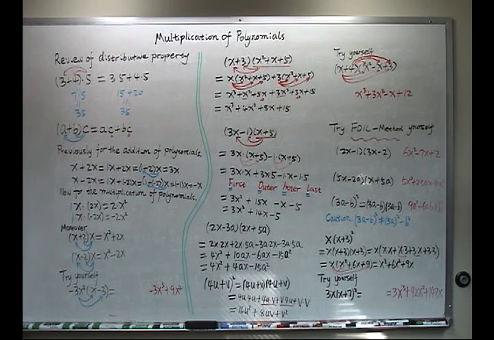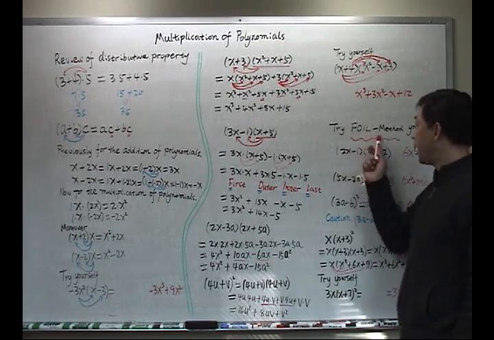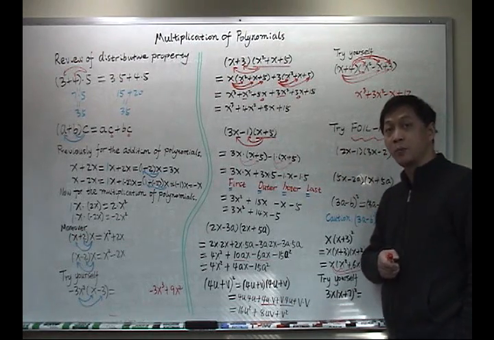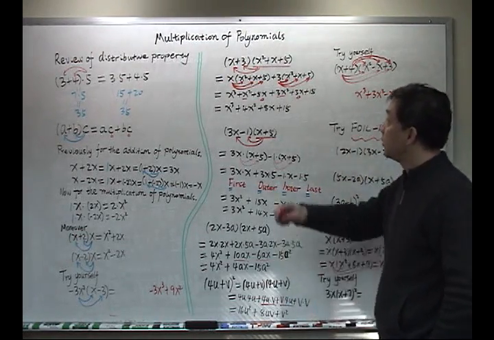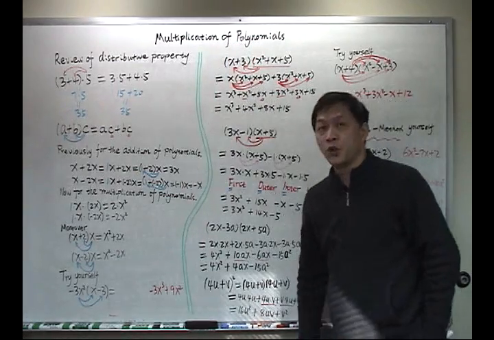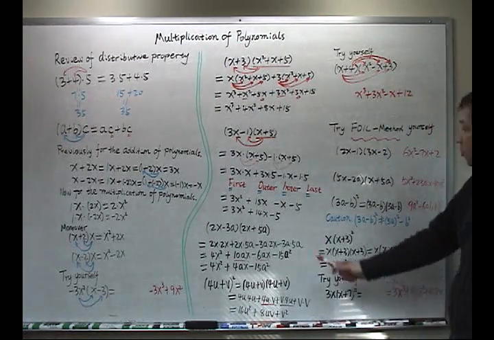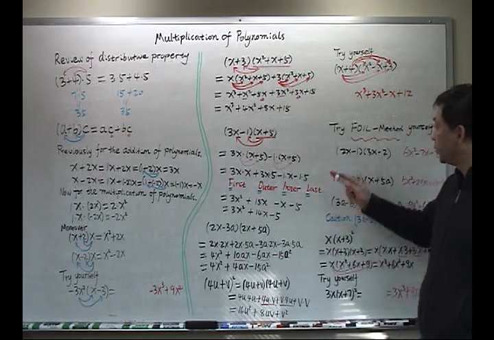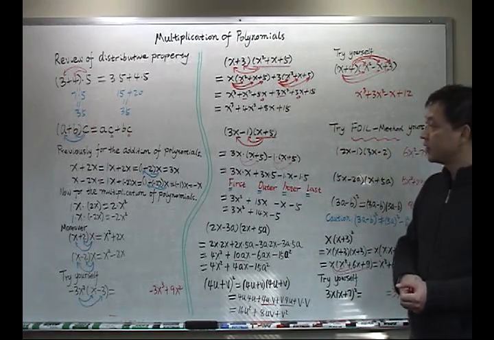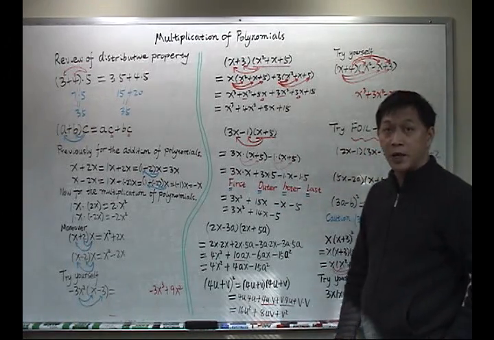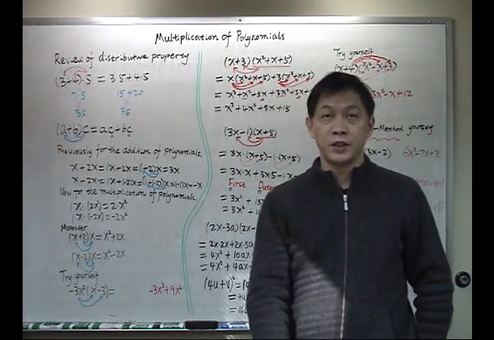Okay? Here, the FOIL method plays a very important role in multiplication of polynomials. So please review that and do some similar exercises, then you will get this part. I will see you in the next lecture.